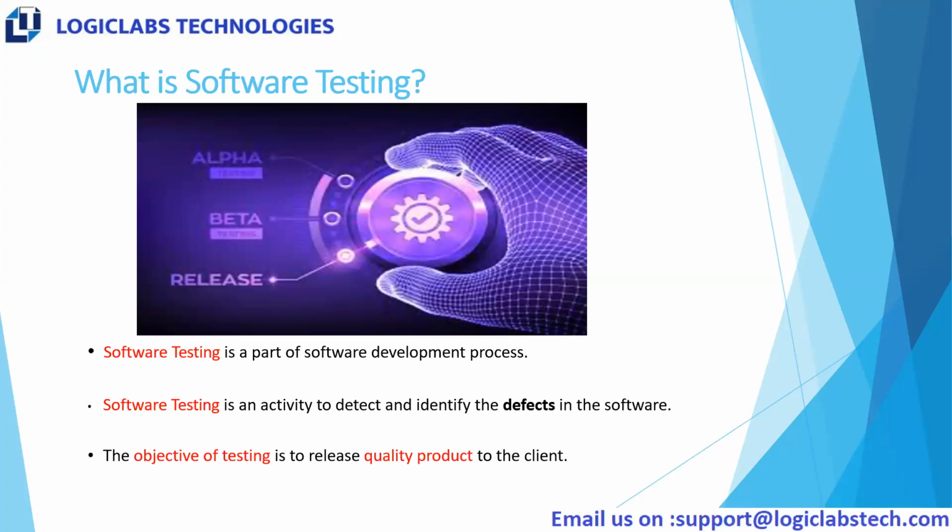So why do we do software testing? We need to identify the defects in order to provide the quality of the product or software system. We have to do software testing to identify the defects in the software. That means we are giving the quality of the product, right? So the objective of testing is to release a quality product to the client.